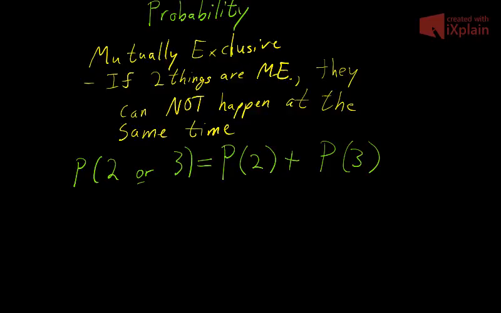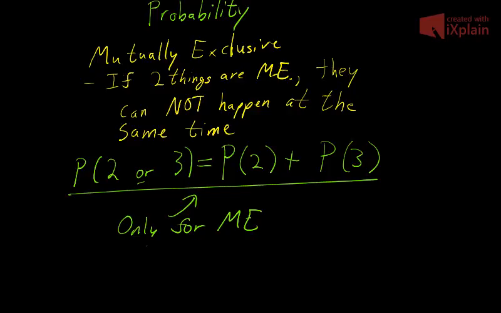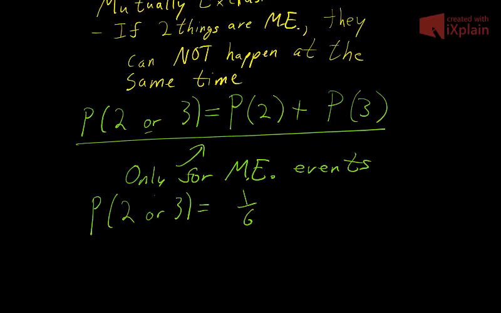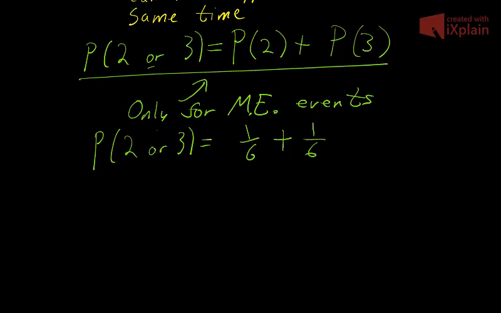And this formula is only true for mutually exclusive events. So that means the probability of me rolling a 2 or a 3 is going to be equal to the probability of me rolling a 2 with a die. Well, there's one 2 on the die, there's 6 sides, so that's going to be 1 out of 6. And the probability of me rolling a 3, there's one 3, there's 6 sides, so that's going to be 1 out of 6. I add these together, I get 2 sixths, which is 1/3. So the probability of rolling a 2 or a 3 is going to be 1/3.